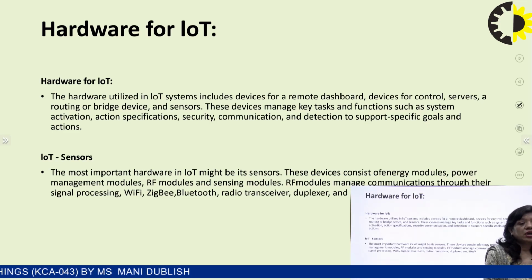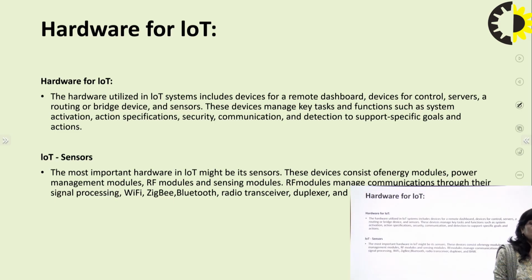The hardware utilized in an IoT system includes devices for a remote dashboard, devices for a control server, servers, routing or bridge devices, or we can say sensors. These devices are managed by key tasks and functions such as system activation, action specification, security communication, and detection to support a specific goal and some actions.